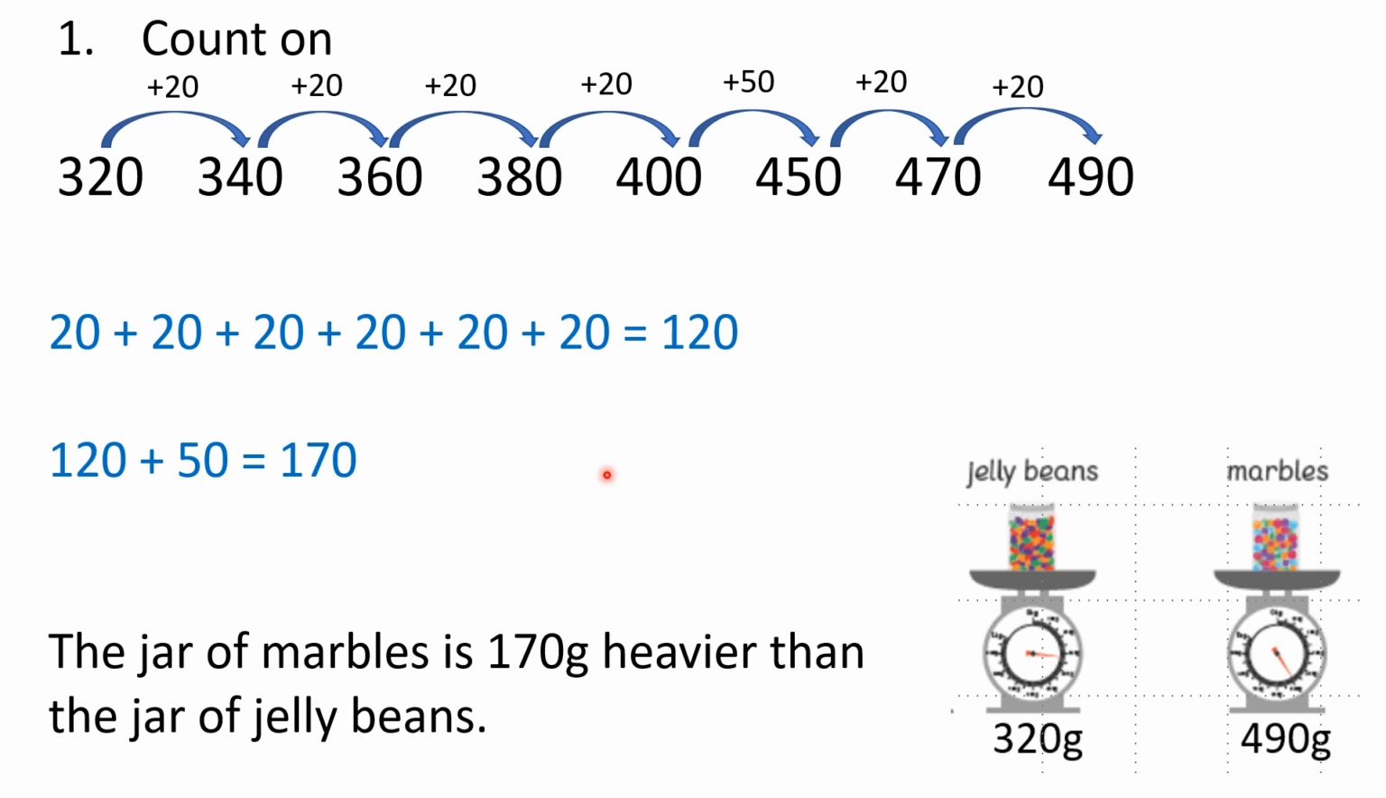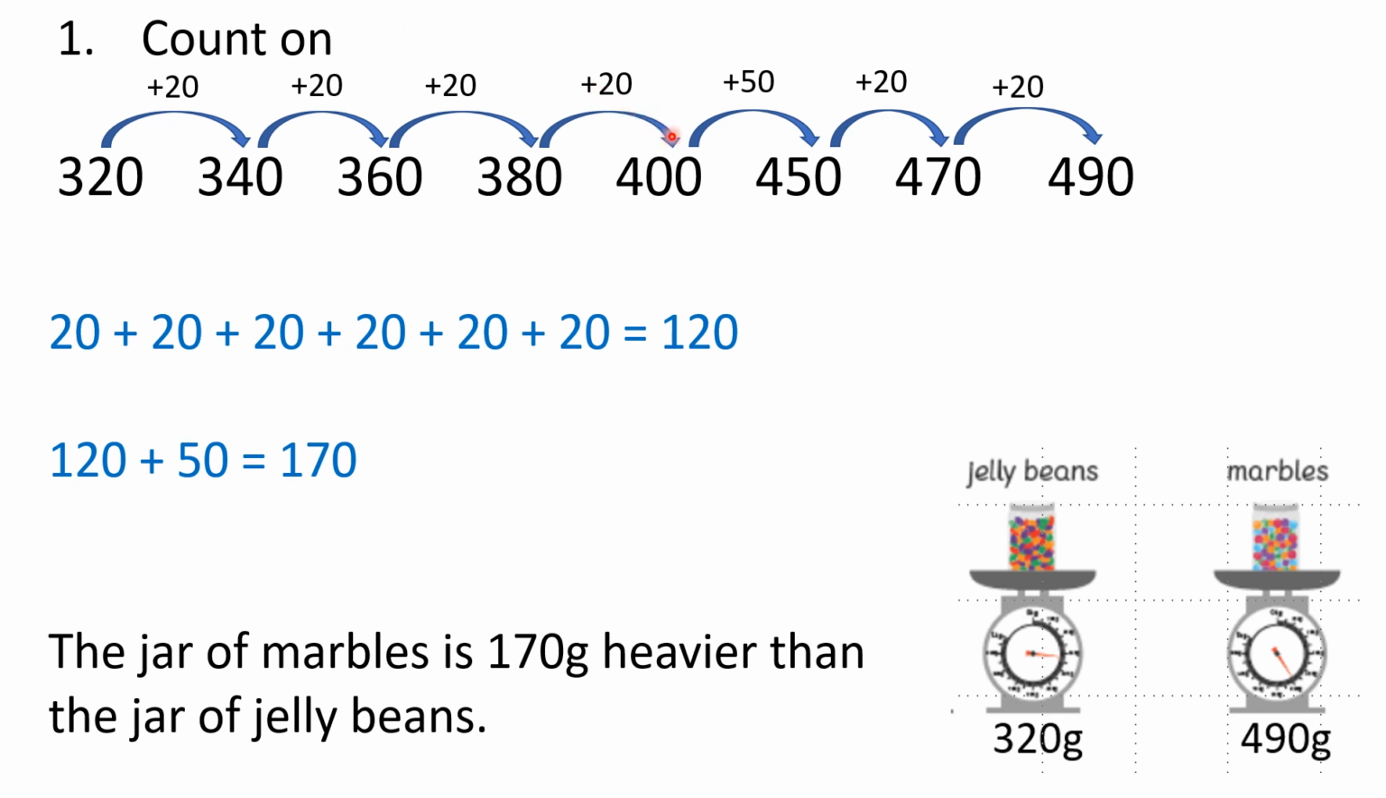We feel a bit more confident about using our counting on. So to count on, I started from my smallest number, the smallest mass in this case, which was 320. Now I counted on in jumps of 20. So I counted from 320 to 340. Then I added another 20 to take me to 360. Then I added another 20 to take me to 380. And then I added another jump of 20 to take me to 400.